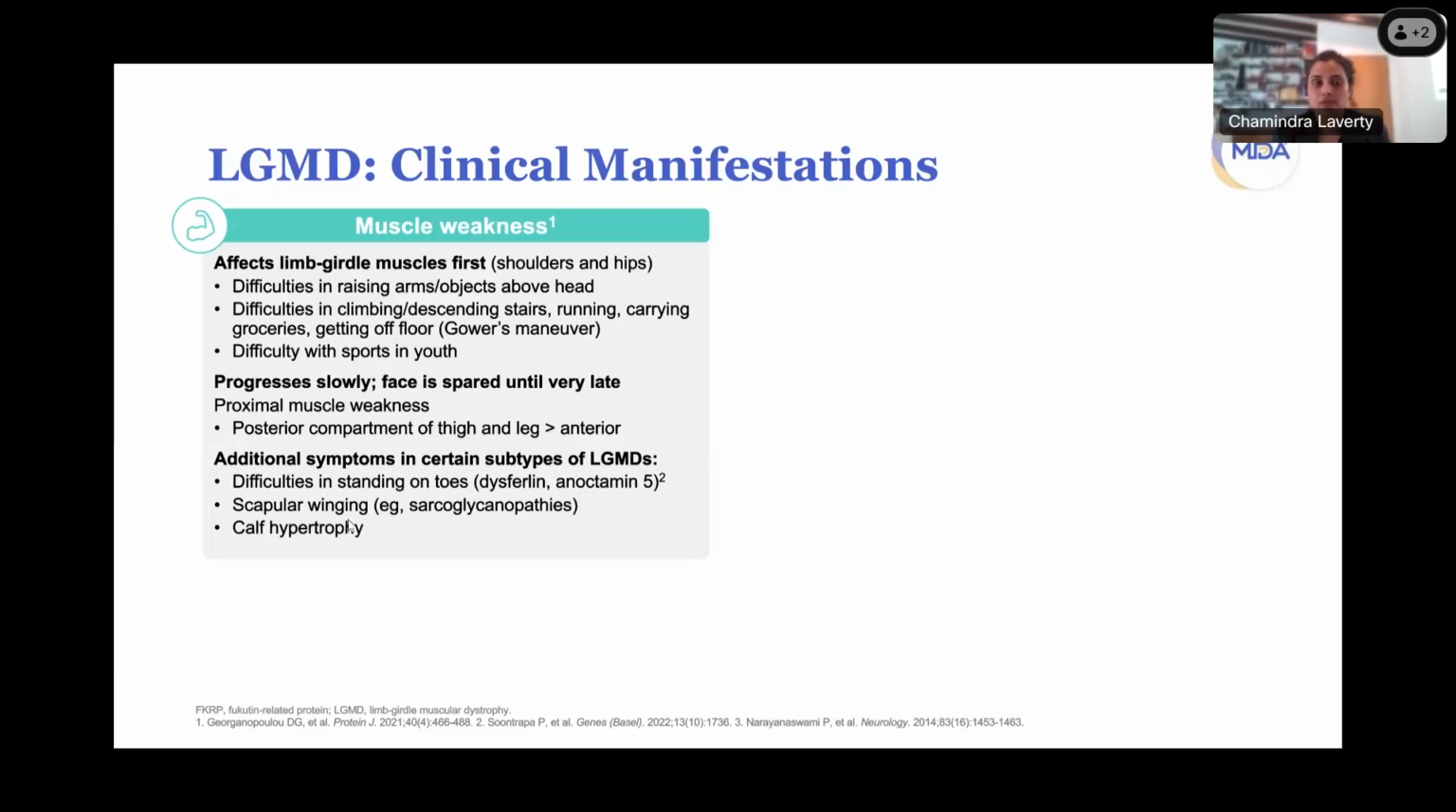Scapular winging is not at all specific for FSHD. It is actually quite prominent, especially in the sarcoglycanopathies. Some of the limb-girdle muscular dystrophies can certainly have some calf hypertrophy, especially the sarcoglycanopathies, and calpain can have some calf hypertrophy. Cognition is usually spared.